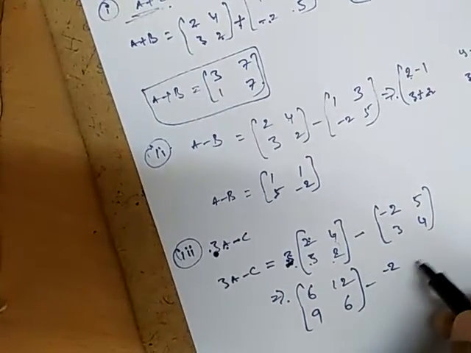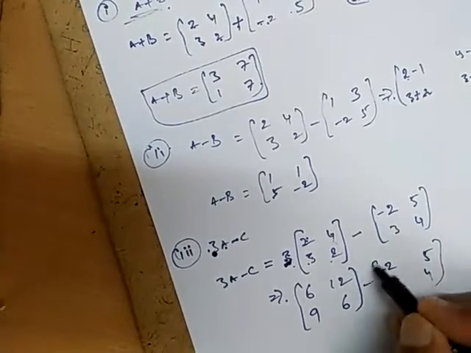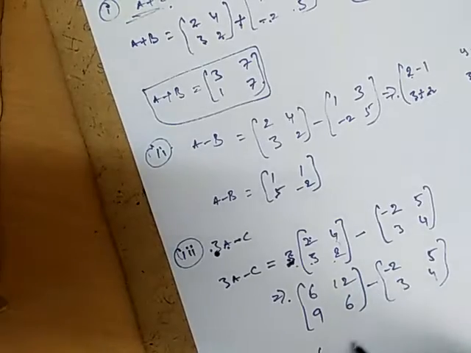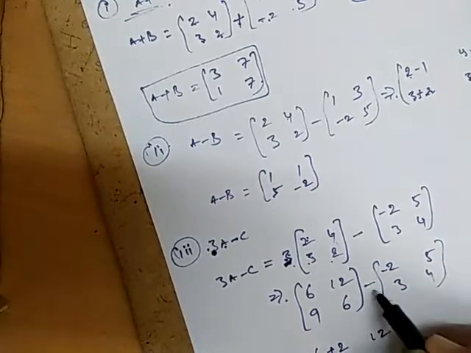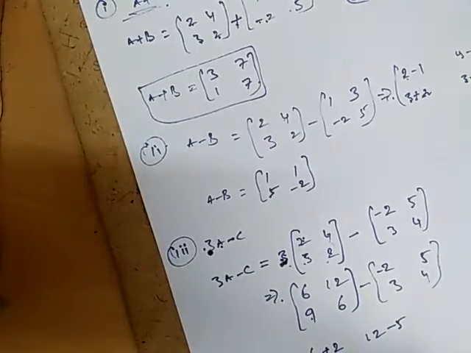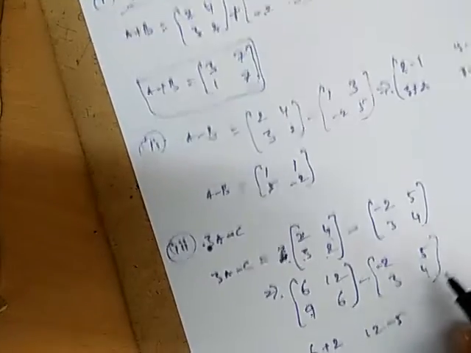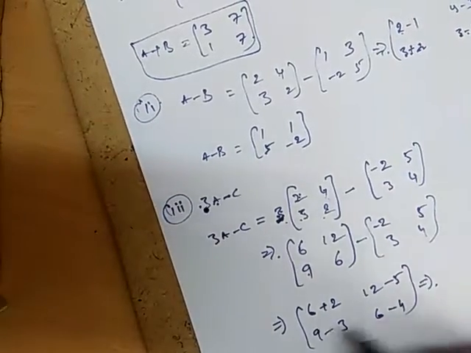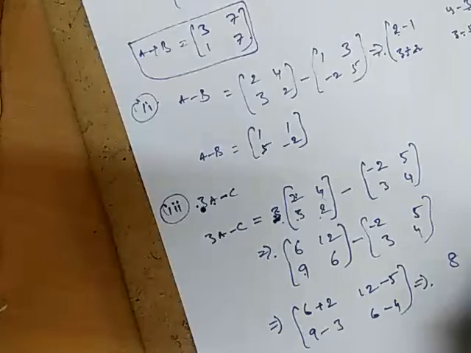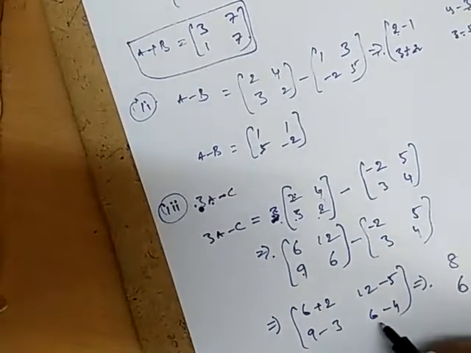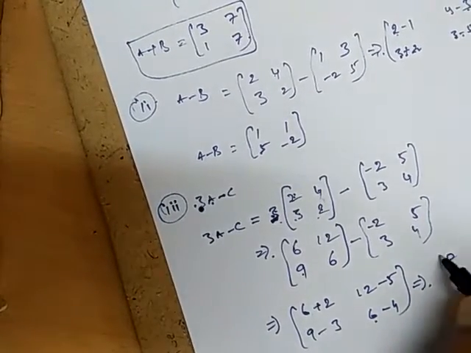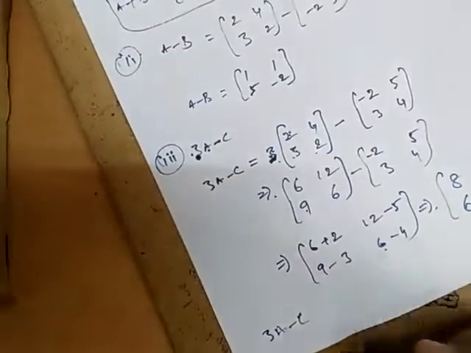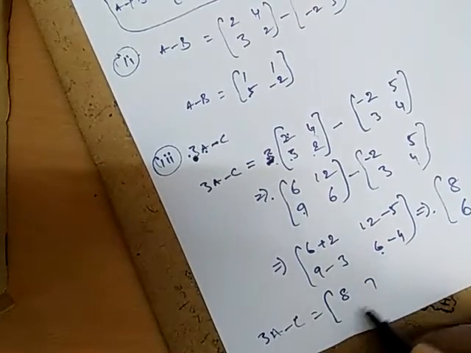Minus 2, 5, 3, 4. Okay. Now 6 minus of minus 2 plus 2, 12 minus 5, 9 minus 3, 6 minus 4. That equals 8, 7, 6, 2. This is the answer for A minus C: 8, 7, 6, 2.